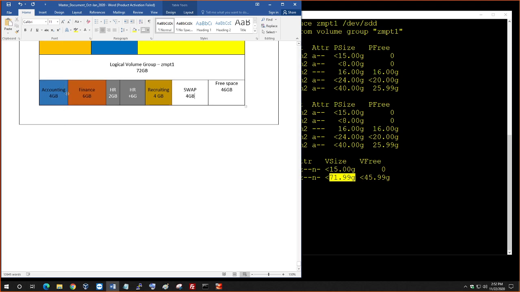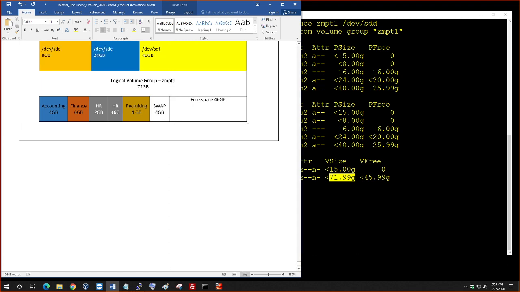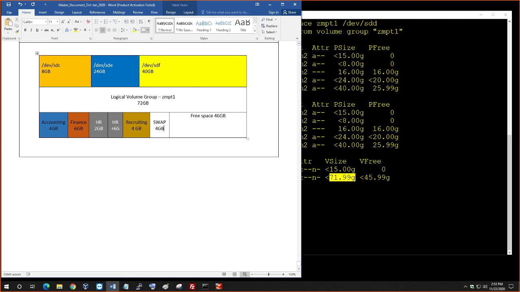So we have accounting, we have finance, we have HR. Remember we extended HR here. HR used to be 2 GB, then we extended to 6 GB, and recruiting is 4 GB now. Swap is 4 GB, and then we have another, since we added the 40 GB hard drive in there, so we have 46 GB here.